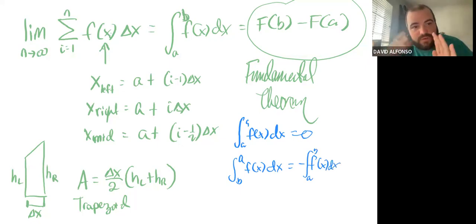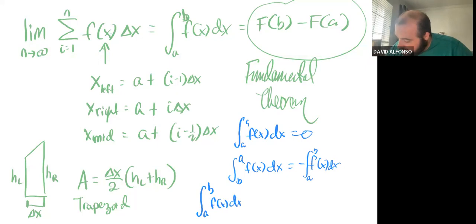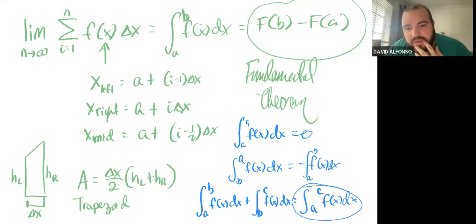And of course, you can add multiple areas together. If you do the integral from A to B, and then add to that from B to C, this would be the same as the area from A to C. So those are the basic definite integral rules. That basically summarizes everything about definite integrals.